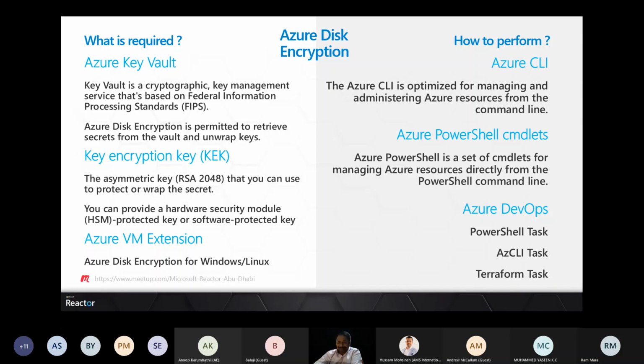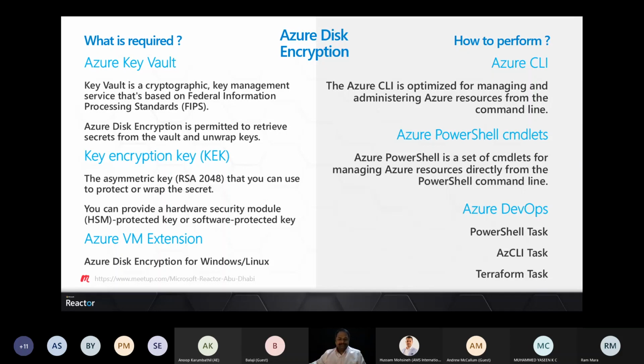Now, what is required to perform the Azure Disk Encryption? It requires a key vault. The key vault is nothing but a key management service provided in Azure, which is based on FIPS. And then in Azure Key Vault, Azure Disk Encryption should be permitted to retrieve the secrets and keys. You need to give the permission either at creation of the Key Vault or for the existing Key Vault.